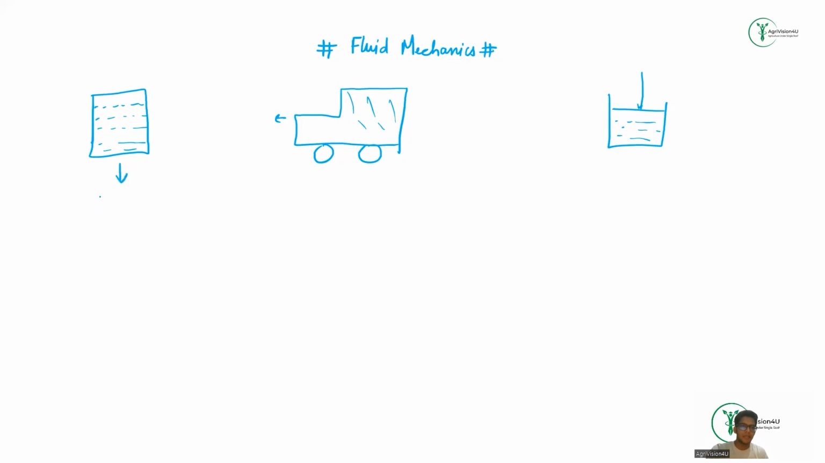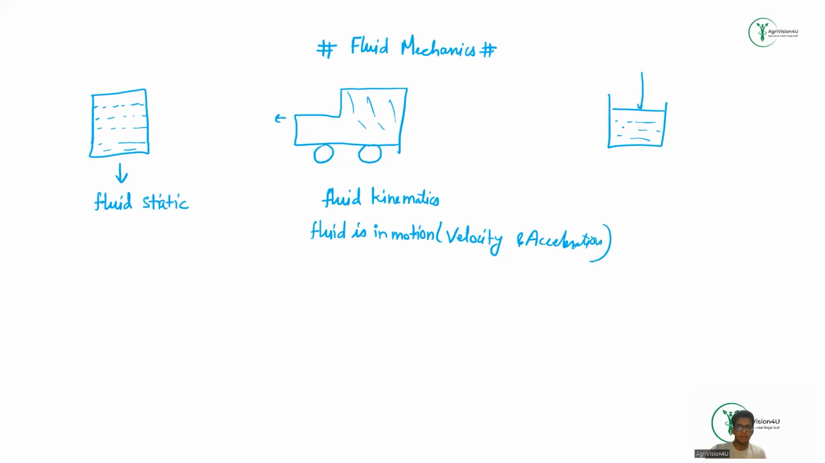First one is when we study the science behind the fluid when it is in the static condition. Fluid in static condition means the fluid is at rest, the fluid is not moving, it doesn't have any velocity, it doesn't have any acceleration, just fluid is standing at its own position, right? Similarly, in fluid kinematics, we study the science behind the fluid when it is in motion. That means it has velocity and acceleration. Clear?